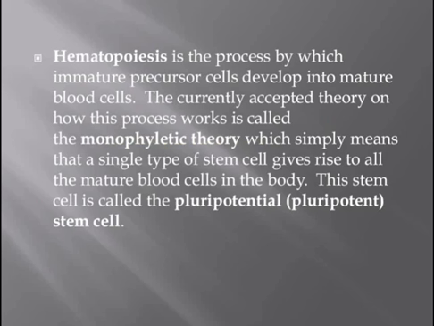So as the name suggests, haemopoiesis is basically the process of formation of the cellular components of blood, right? It is the process by which the immature cells develop into mature blood cells, right? Monophyletic theory is the currently accepted theory on how exactly this process works, and this theory simply says that a single type of stem cell is responsible for giving rise to different blood cells, right? And the stem cell which is responsible for giving rise to different blood cells is termed as pluripotent stem cell.